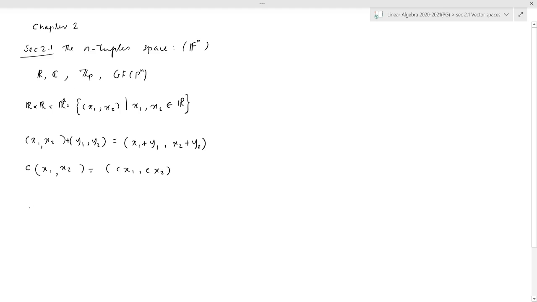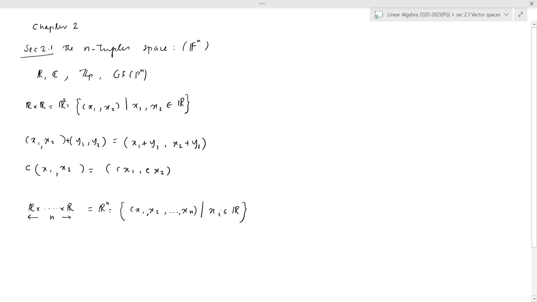If you take any n copies of this R, it is denoted by R raised to n. Obviously, the corresponding set is x1, x2, etc., comma xn, where each xi comes from R. So again this is a vector space and denoted by R raised to n.